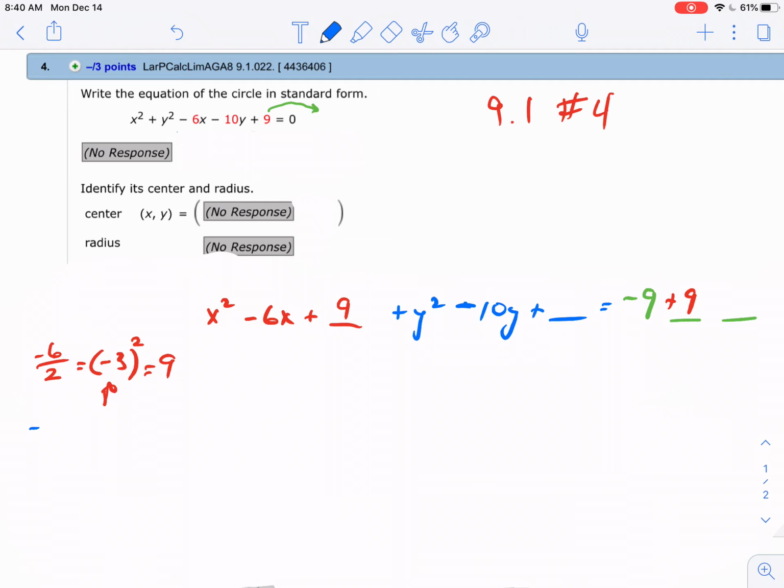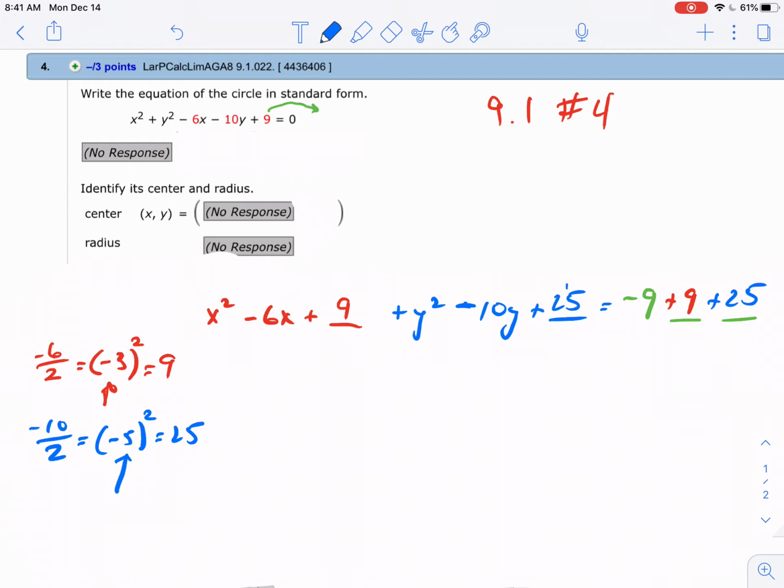Then with the blue numbers, I take my negative 10 and I divide by 2 again. I will get negative 5. I will be using negative 5 later. So when I square that, I get 25. So that goes here. And I will also add the 25 over there.